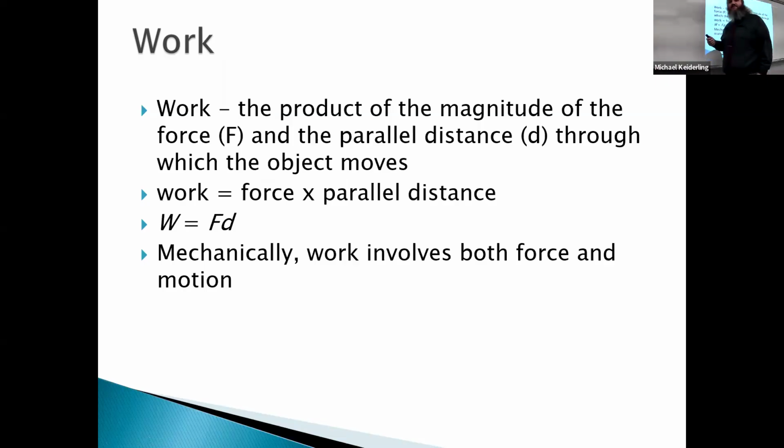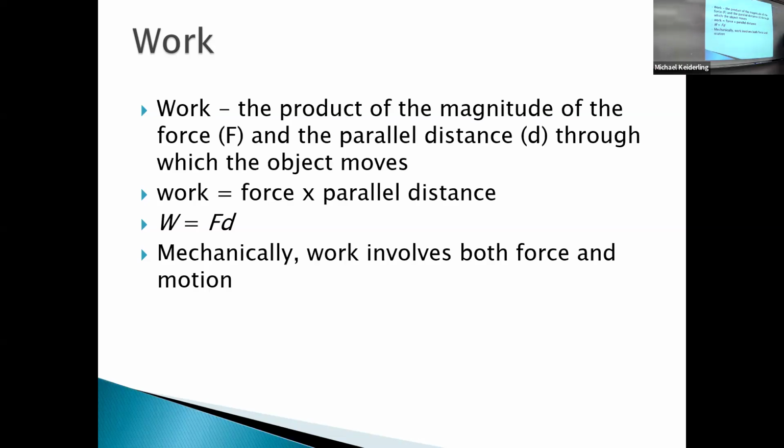Work is the product of the magnitude of the force and the parallel distance through which the object moves. So if you apply a force over a distance, the distance parallel to the force that the object moves through times the force gives you the work. Strictly speaking, work is the dot product of force and displacement. But work is force times distance. That's what you need to know for this class.